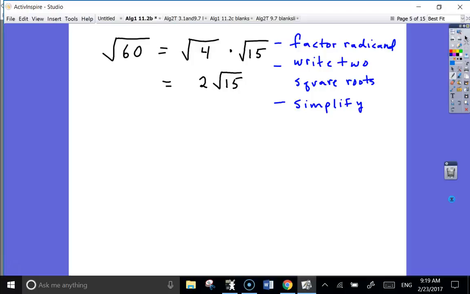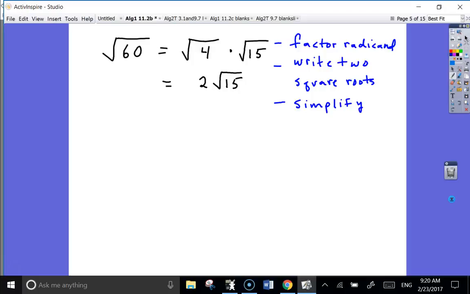Take the square root of 4. What's the square root of 4? So I'm just replacing the square root of 4 with a 2 because they're equal.